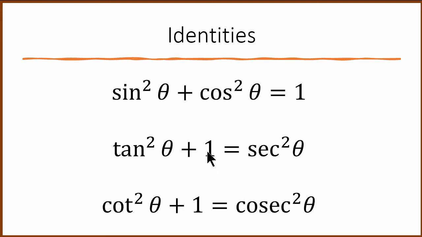Now you can see that you can actually get the second identity, the tan square theta plus 1, by dividing the first one by cos square theta. Similarly, you can get the third identity by dividing the first identity by sine square theta. So in other words, if you remember the first identity, you can find the other two. So to summarize, the identities are sine square theta plus cos square theta equals 1, tan square theta plus 1 equals secant square theta, cot square theta plus 1 equals cosecant square theta. You can derive the second and the third from the first.